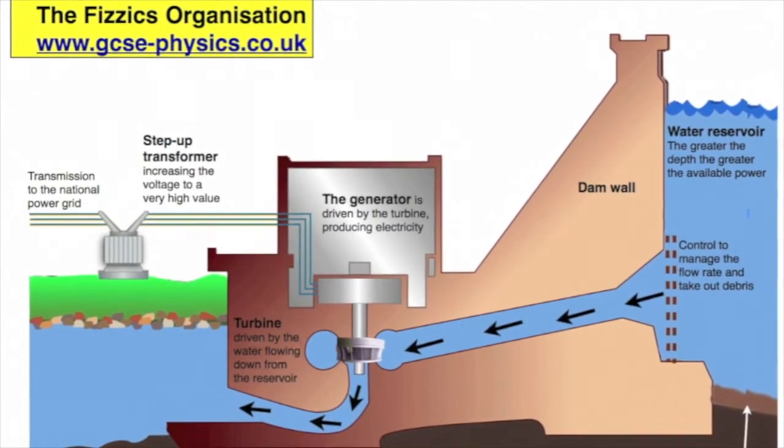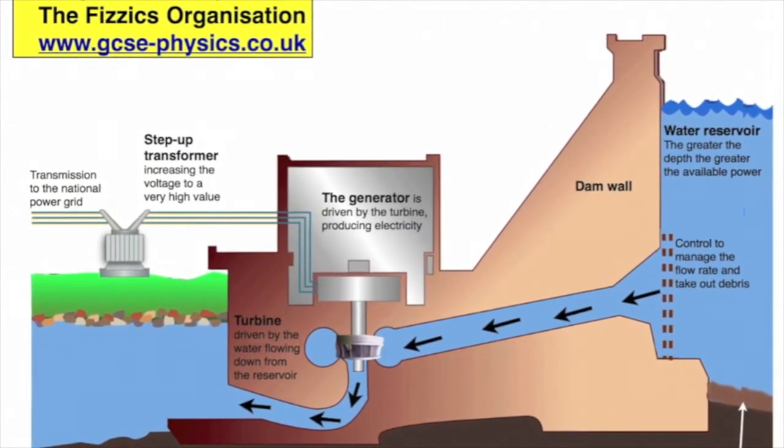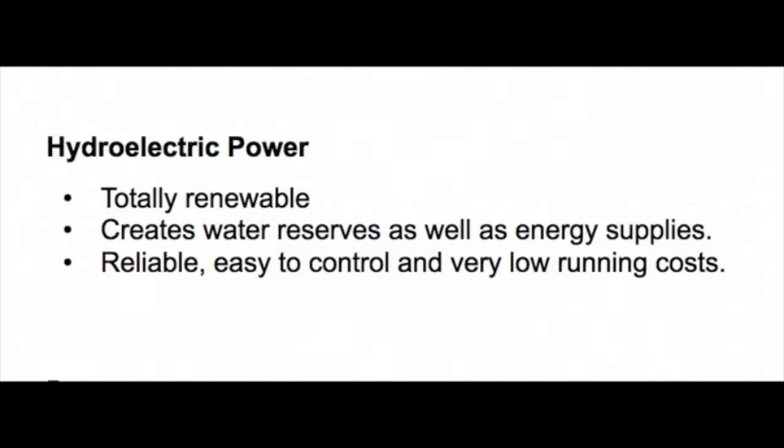The generation of electricity with running water has many substantial advantages. It is, of course, totally renewable. It is reliable, it is easy to control, and it has very low running costs once set up. And once set up, it will last for a very long time. In addition, the reservoirs can be used for drinking water as well as hydroelectric power production.